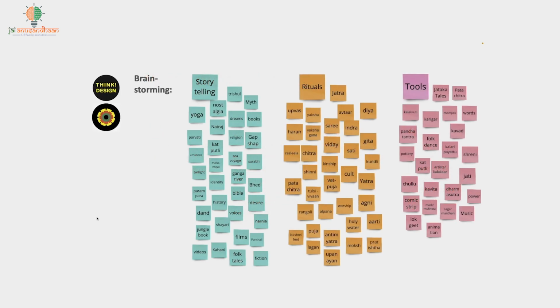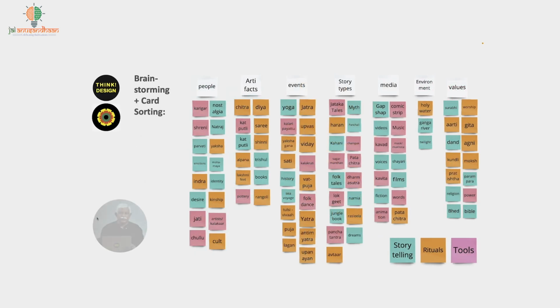So let's look at another example. It's got 3 topics: storytelling, rituals, and tools. So these are the brainstormed keywords randomly put all together. Now you see they are put into groups. The groups are color coded, so you know which belongs to which category. So you can look at it.